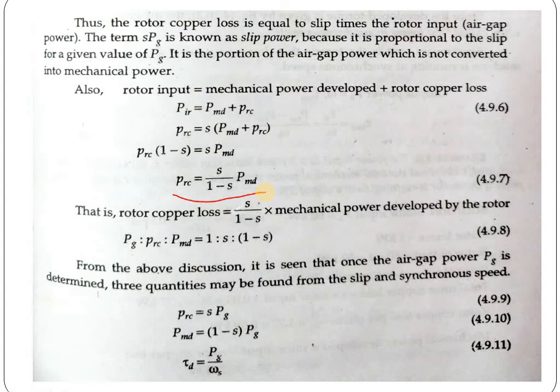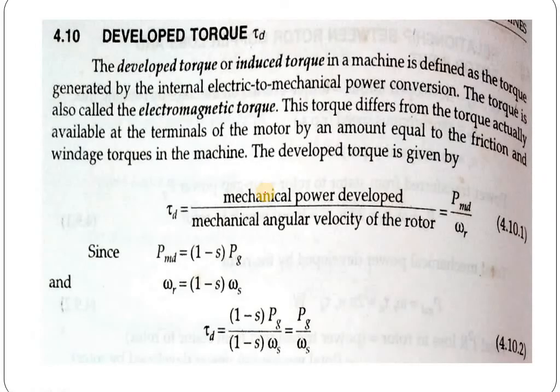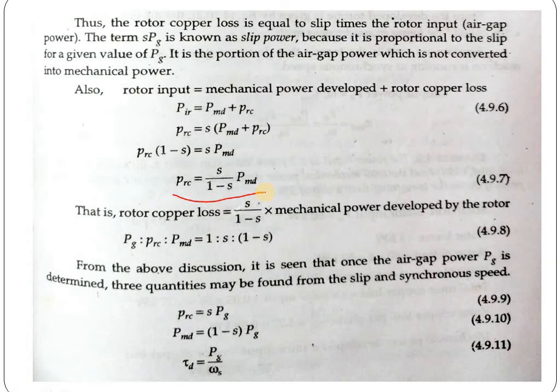From the above discussion, it is seen that once the air gap power PG is determined, three quantities may be found from slip and synchronous speed. That is, PRC equals S into PG and PMD equals 1 minus S into PG. So developed torque is PG by omega s. So from this total relation, we are getting that PG is to PRC is to PMD equals 1 is to S is to 1 minus S.